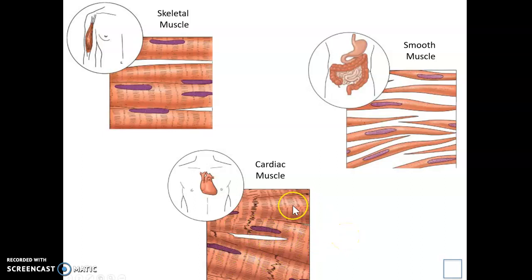And that's your heart. Unlike skeletal muscle, it is considered involuntary. You don't think about telling your heart to beat, nor does your brain tell your heart to beat. Your heart has a pacemaker that tells it when to beat. Your nervous system can speed it up or slow it down, but your heart is totally in control of when it beats.